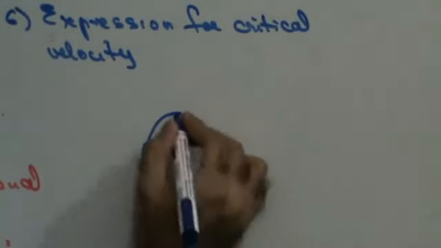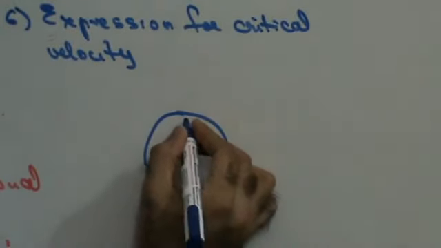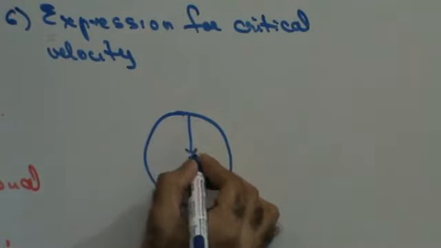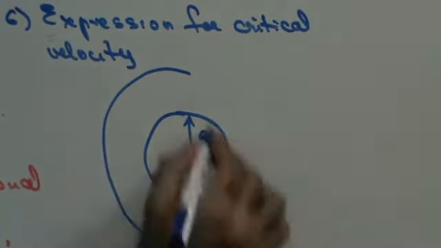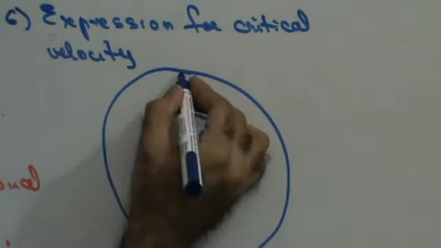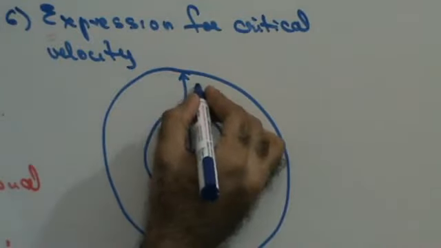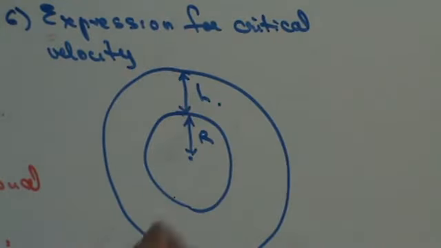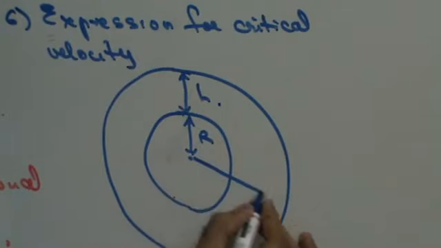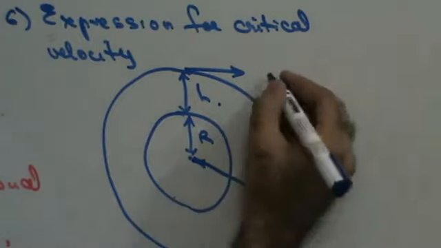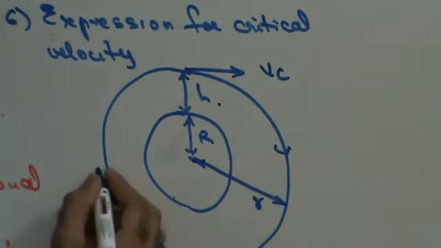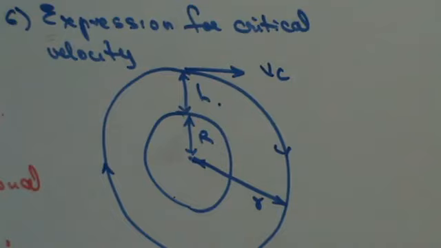Let us assume that the center of the Earth, radius of the Earth is R, right? Let us assume that you have a satellite moving at a height h above the surface of the Earth. This is the height at which the satellite is moving above the surface of the Earth. That means the total distance between the center of the Earth and the orbit of the satellite is r. Let us assume that it has been given the necessary horizontal velocity Vc. Vc is the necessary horizontal critical velocity, right?